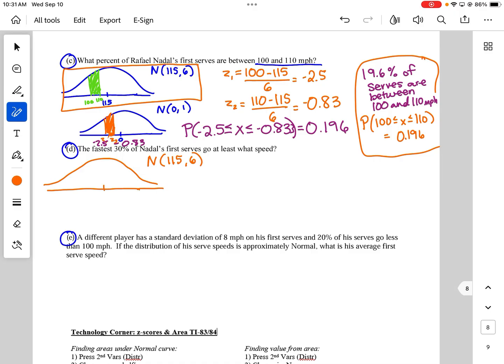And then we would go ahead and put the 115. So the fastest 30%, where is that going to be found? On the left side or right side? Right. So we can shade. And then go ahead and write. I think it's actually a little bit more, because think about 50% would be half. So I think that would actually be better to write it like that.